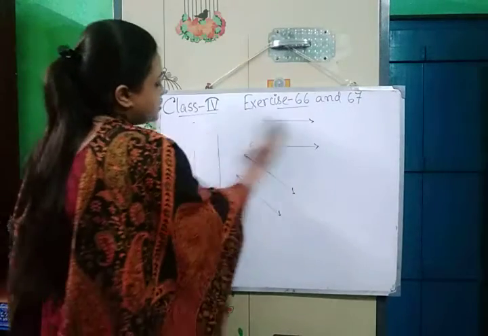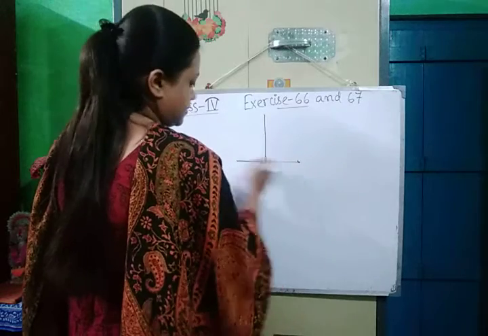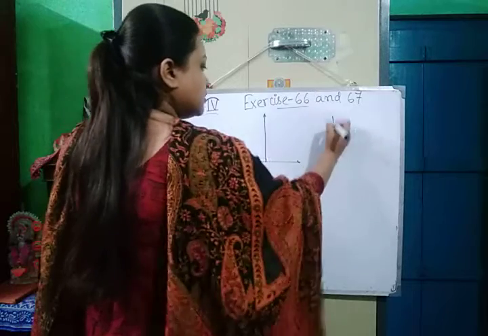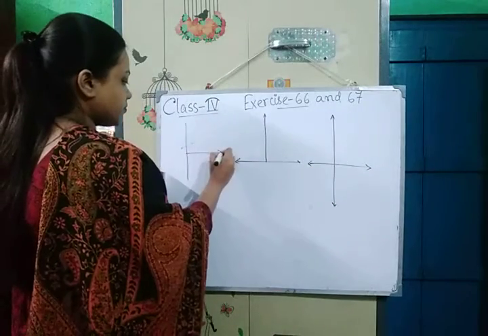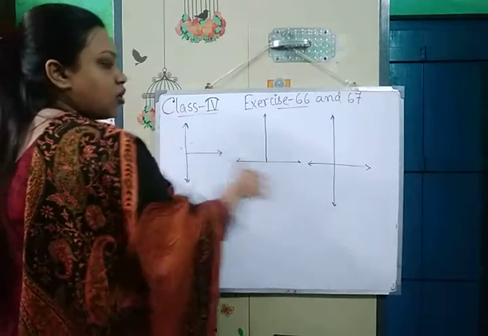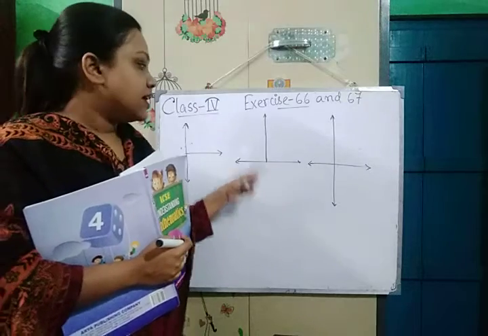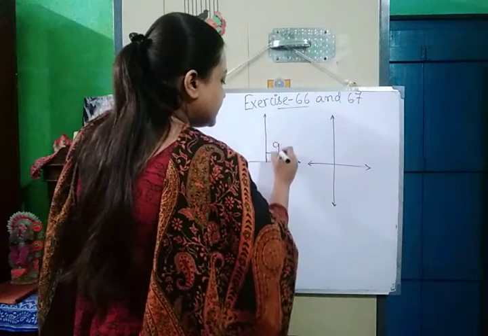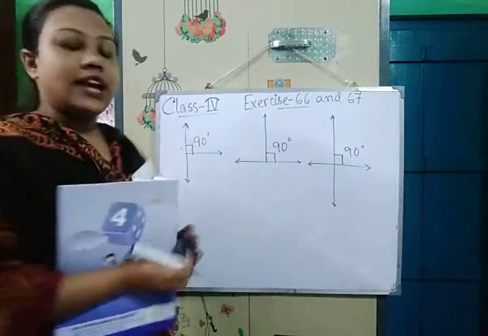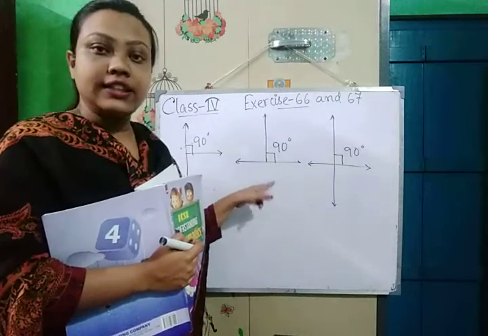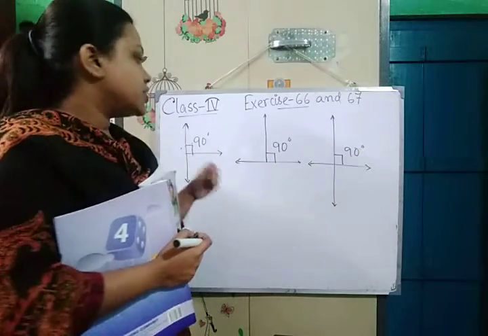Now the next definition we will learn is about perpendicular lines. So what are perpendicular lines? You can see in all these cases, the lines are intersecting each other, that means they are meeting at a point. Not only intersecting, they are making a 90-degree angle. Here also they are making a 90-degree angle. So if two lines intersect each other at a 90-degree angle, then these two lines are called perpendicular lines.